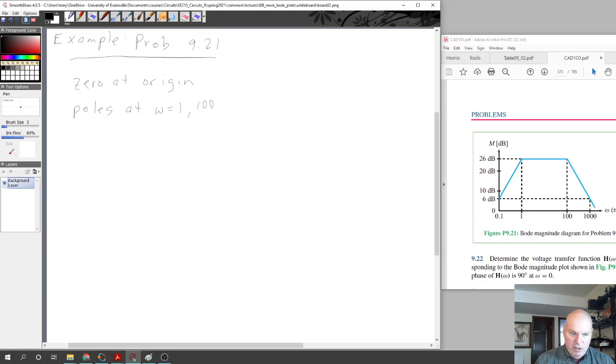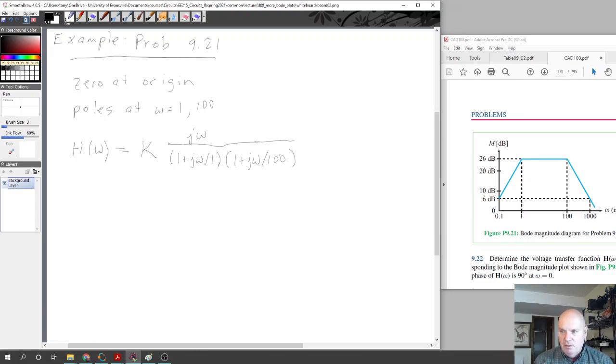So that's enough information to allow us to actually construct the transfer function. We'll throw an arbitrary constant in here, K. This will allow us to shift the graph up and down. And then the simple 0 at the origin is just a j omega term. Okay. And then we've got the two pole terms, 1 plus j omega over 1, and then 1 plus j omega over 100. Okay. So this is the rough form of our transfer function.